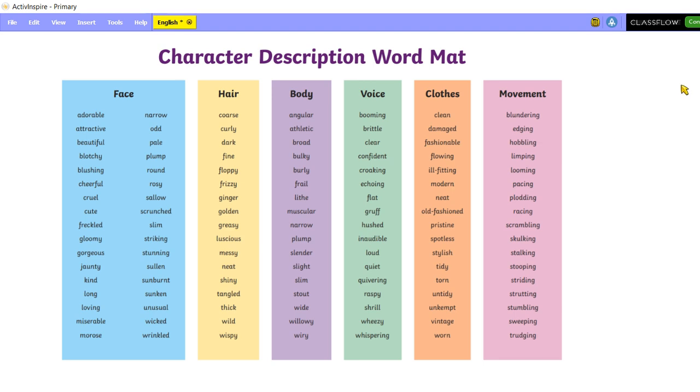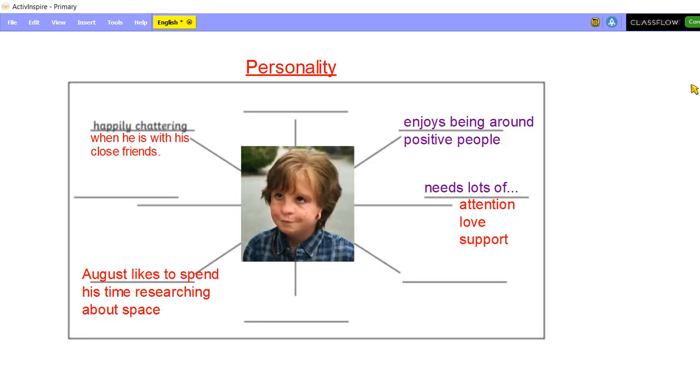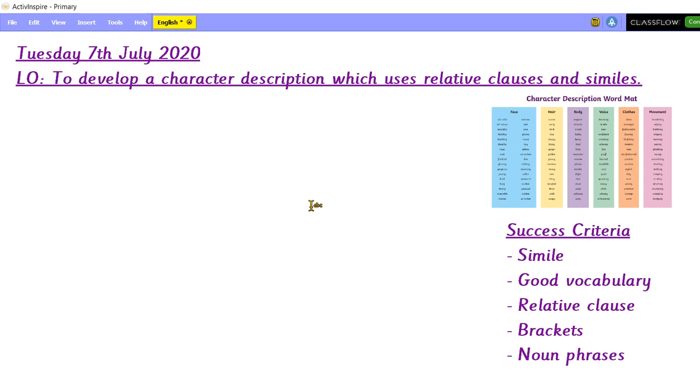So today we're going to use this plan that we got yesterday, and we're going to look at writing our own description, which uses relative clauses and similes. So we know what a relative clause is. We've done it over and over again this past couple of weeks, and we've done it for this year. So it's just adding a little bit more detail about the noun that you are talking about. And in this instance, the noun is our character, which is August.